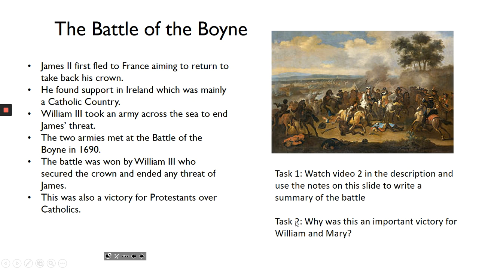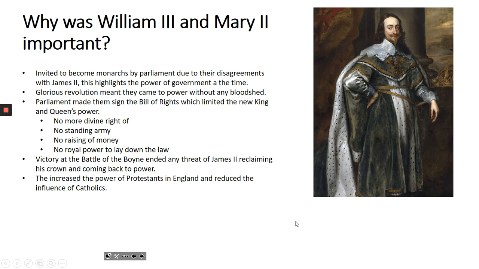Okay, so the final task on this slide is to say why was this an important victory for William and Mary? Why is winning this victory important? Have a think, 1 minute, write down your ideas. So overwhelmingly, it's important because it secures them as monarchs. They're not going to be overthrown. Let's have a look at the final task then.